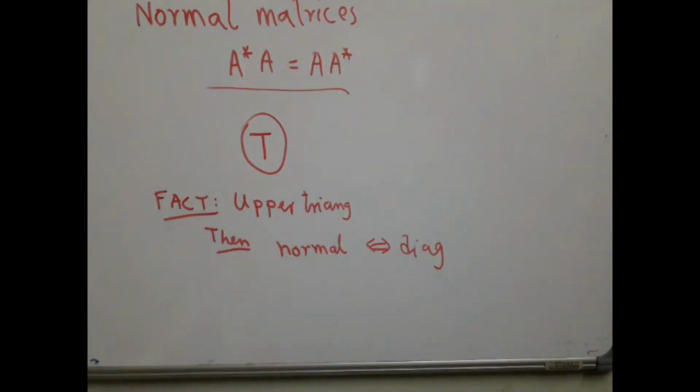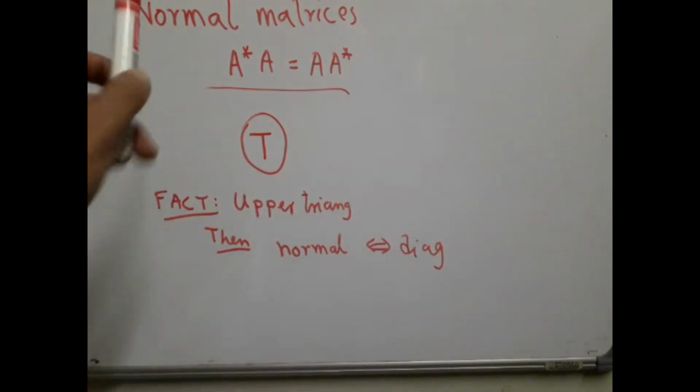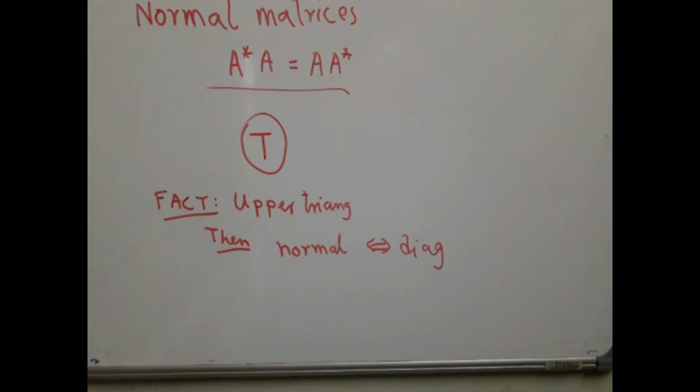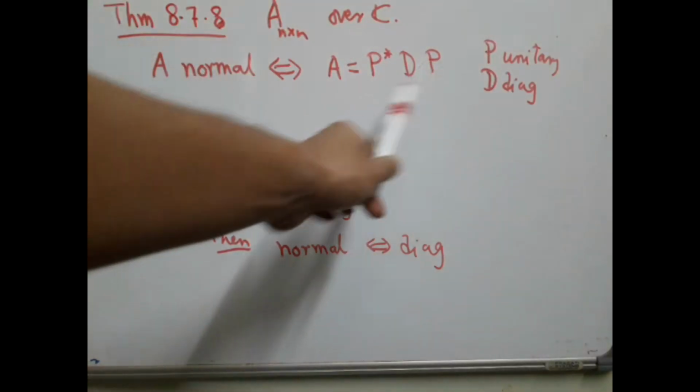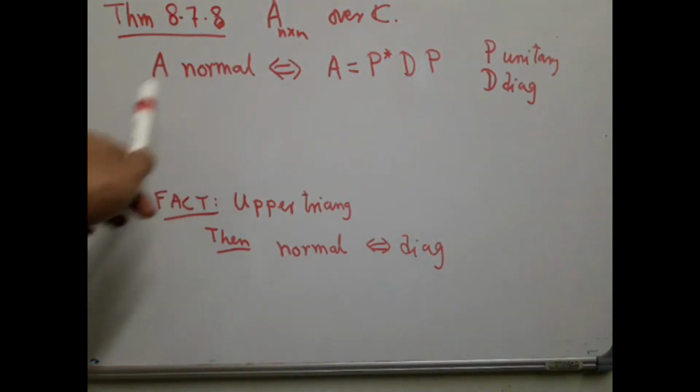That is almost trivial to prove, but once you have this fact, you immediately get theorem 8.7.8, which says, over the complex field, you start with a square matrix, then it is unitarily similar to a diagonal matrix if and only if A is a normal matrix.